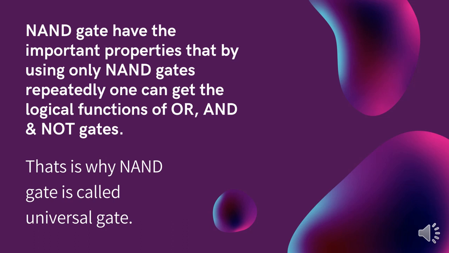In today's session, we discuss why the NAND gate is called a universal gate. The NAND gate has the important property that by using only NAND gates repeatedly, one can get the logical functions of the OR gate, AND gate and NOT gate. That's why the NAND gate is called a universal gate. By using circuit implementation, one can easily understand this. So, let's go to the next slide.